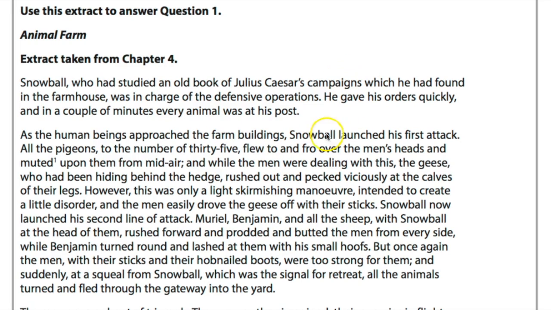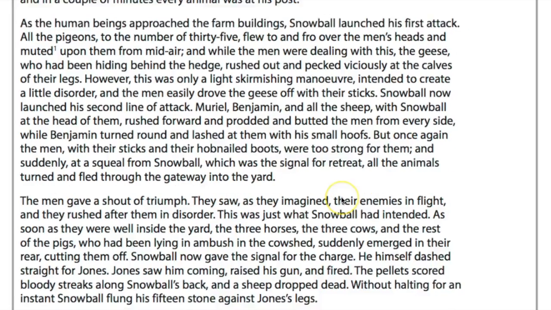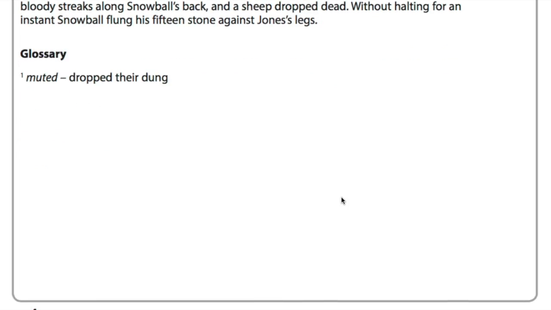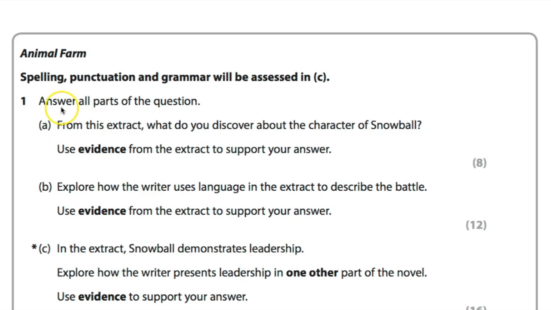Obviously you'll know Animal Farm very well anyway if you've been studying it at GCSE, so you should already know this extract, but even if you think you know it off by heart, it's really important to read it through again a couple of times, just so you really are familiar with it. Though it might give you a glossary of some words here as well, once you've gone through it, let's go down to question 1A. The question here is, from this extract, what do you discover about the character of Snowball? Use evidence from the extract to support your answer.